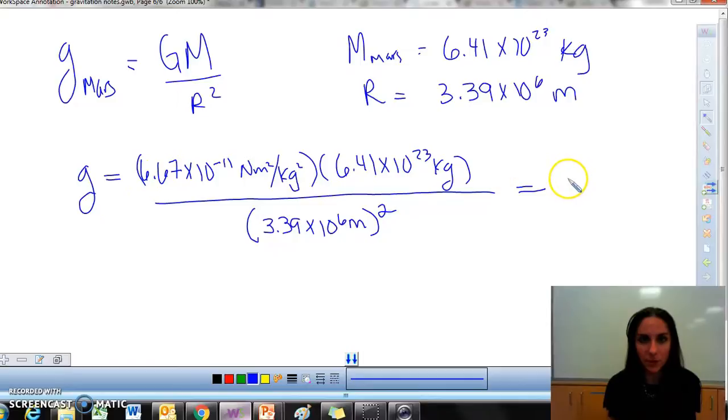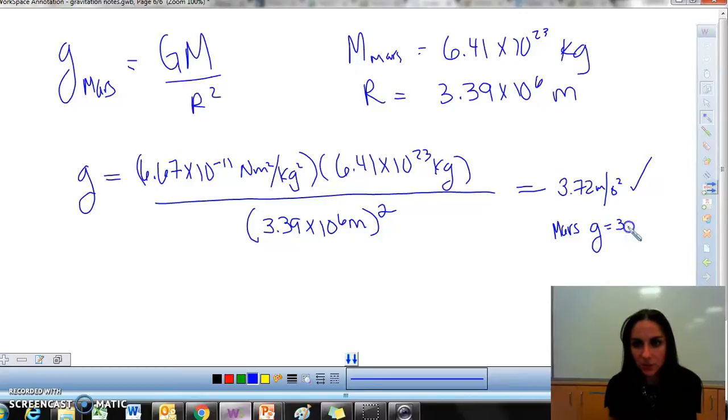We're looking at the acceleration due to gravity on Mars. When you calculate this out, you get 3.72 meters per second squared, which checks out because if you Google the acceleration due to gravity of Mars, it's roughly 3.711. So it's pretty accurate.